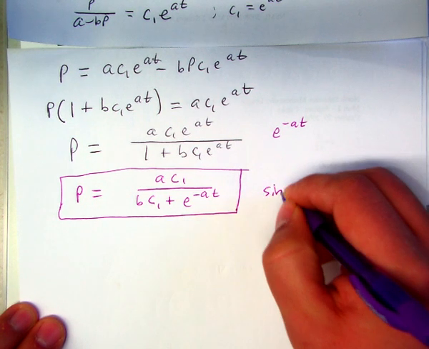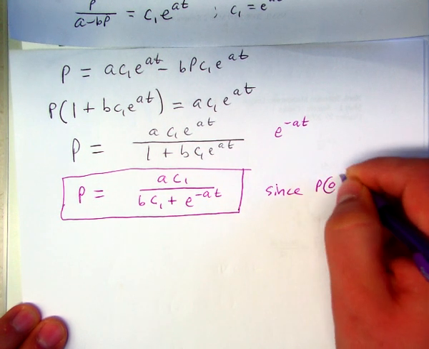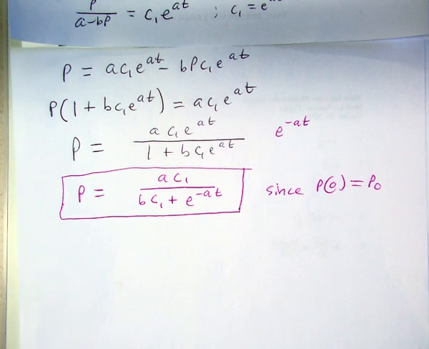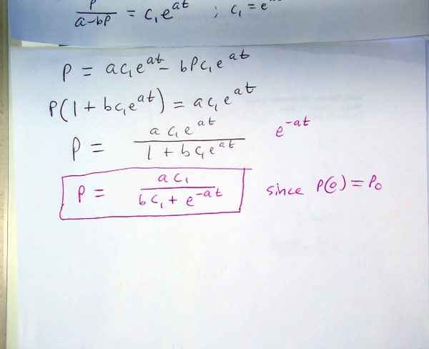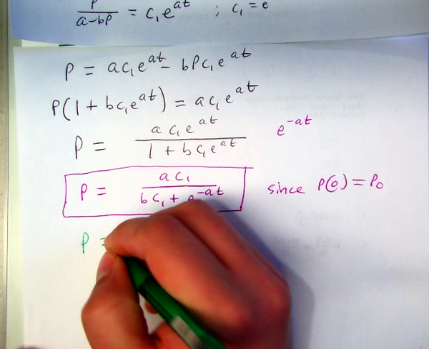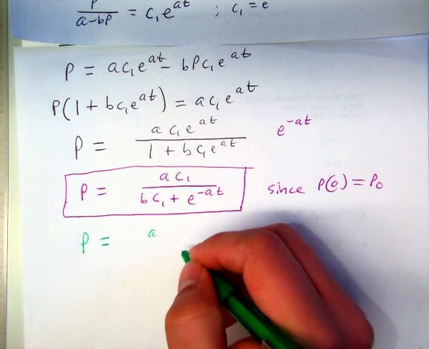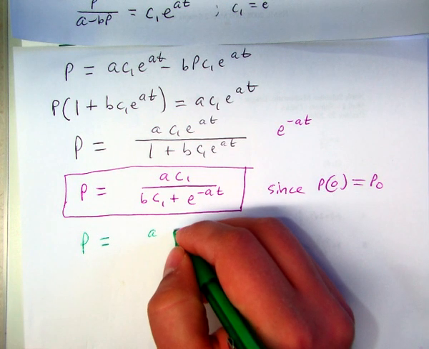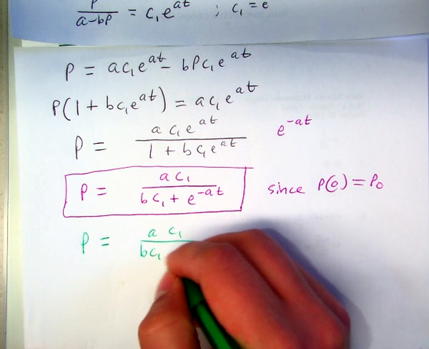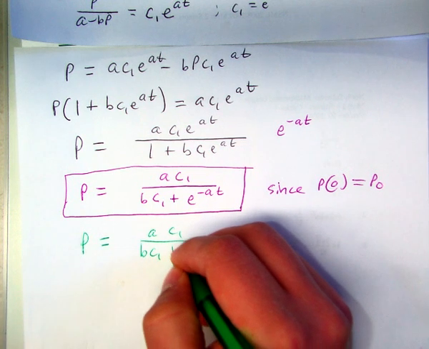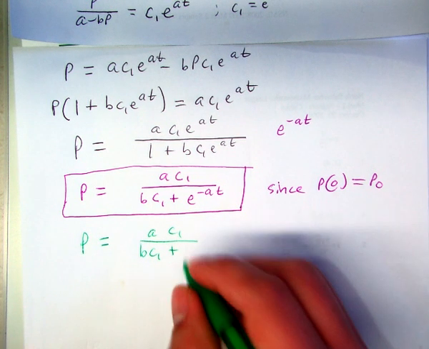So, typically, they'll give you an initial population. And we can go ahead and replace that into the equation and solve for the constant. So we'll have P equals A times C1 over BC1 plus, and then if I plug in 0 for T, this is just a 1.